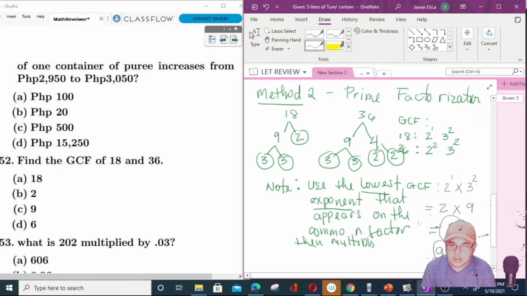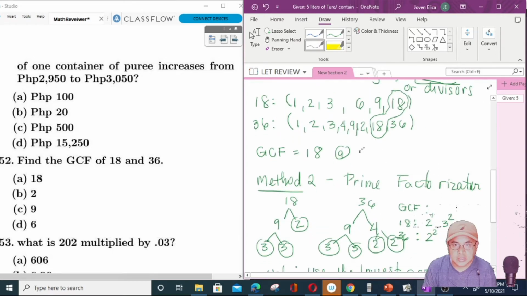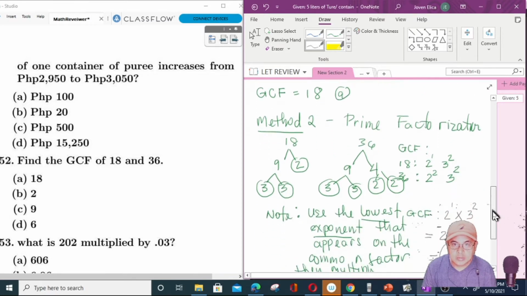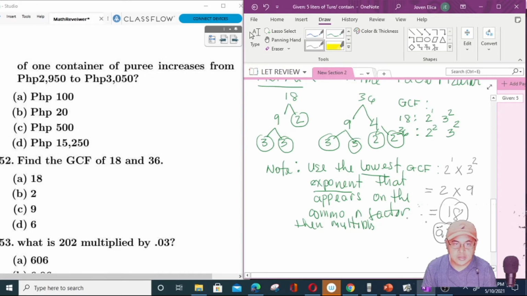Letter A. So we have the same answer. The GCF using the listing method is 18. And with method 2, prime factorization, our answer is also 18. So therefore the answer is 18.